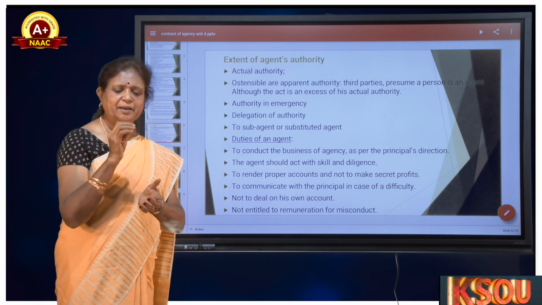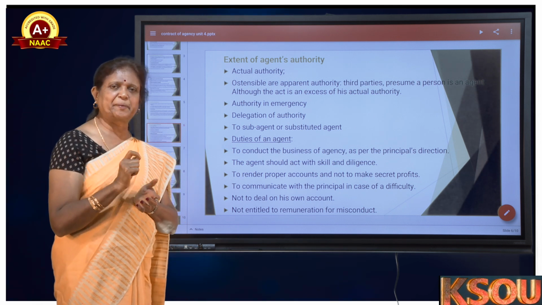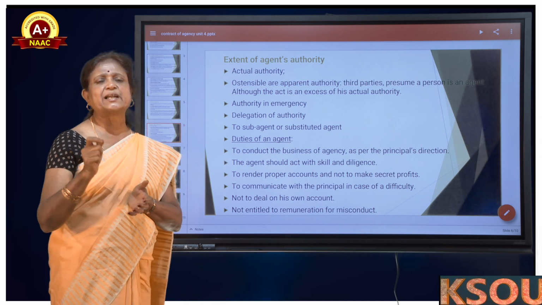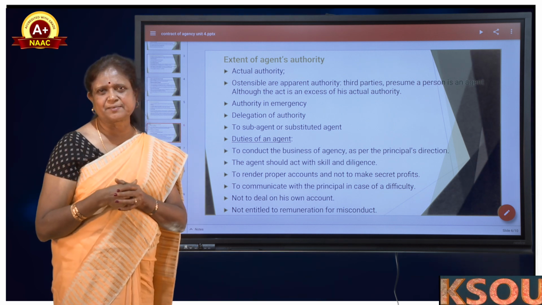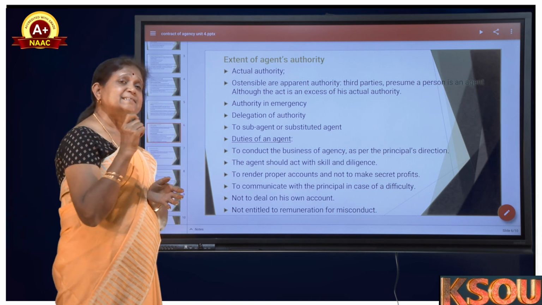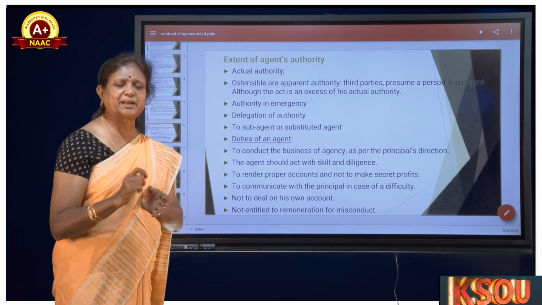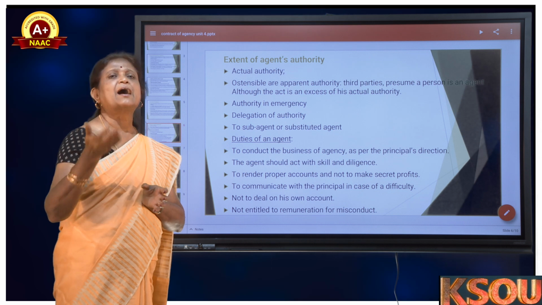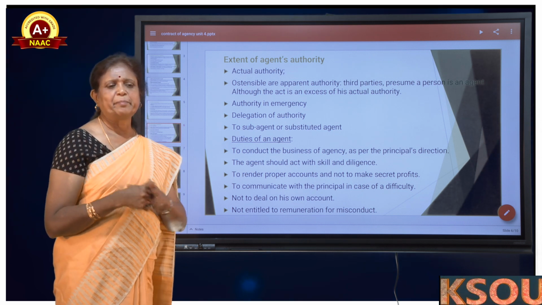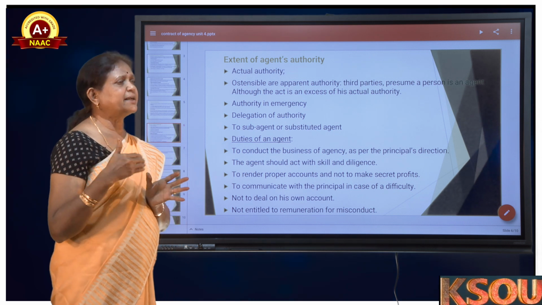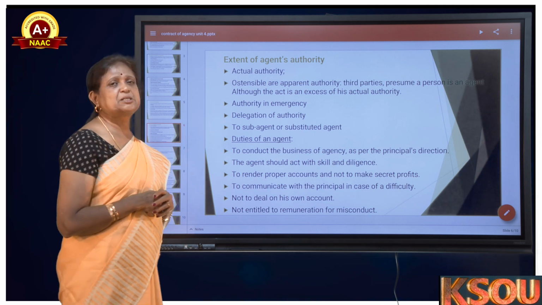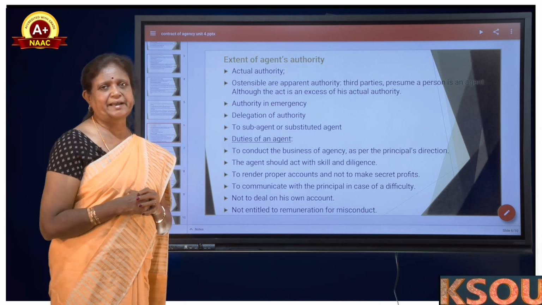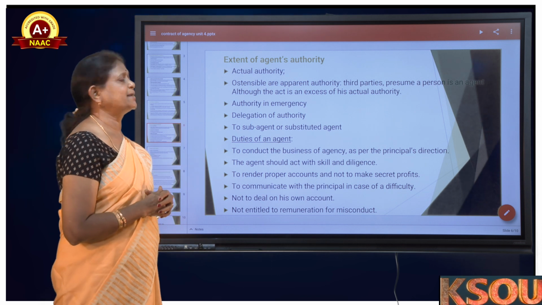Say for example, the seller or the principal appoints a person to sell a property for 10 lakh rupees, but he sells that property for more than 10 lakh or less than 10 lakh. Whatever the authority, that agent exceeds that authority. Sometimes the principal ratifies that act; it is called apparent authority.